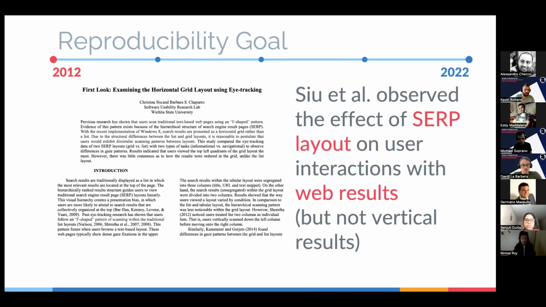Shao et al., on the other hand, observed the effect of SERP layout on user interactions with web results. So they compared the effect of list layout and grid layout on user interactions, but they did not do any studies with vertical results. They were just experimenting with web results presented in a list format and web results presented in a grid format.